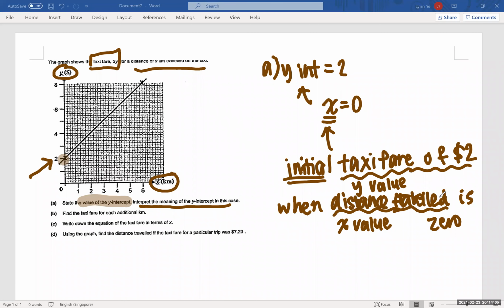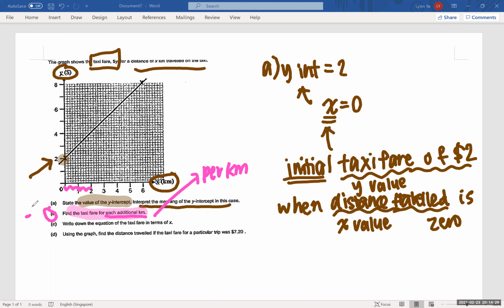Okay, next up, they're talking about the taxi fare for each additional km. Now, what does each additional km mean? Each additional km means per km. Per km means for every 1 km, how much the taxi fare increases. So you need to take note.